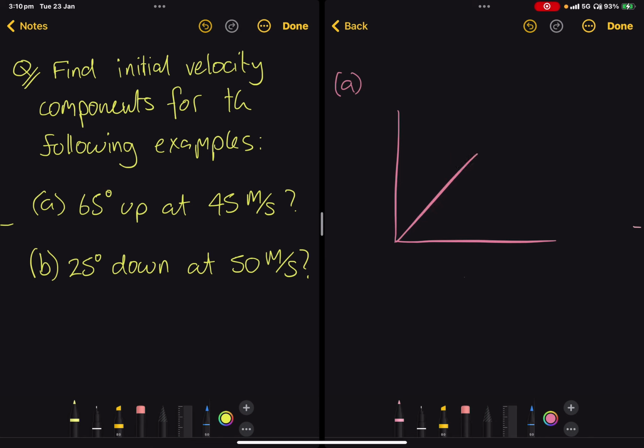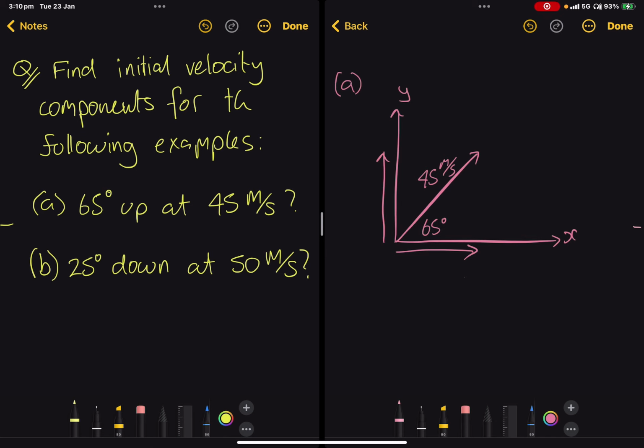So the launch angle is 65 degrees, so this is 65 degrees. And the initial velocity is 45 meters per second. So we need to find the x and we need to find the y. The x will be the one going across this way. The y will be the one going up this way. So this is y, this is x.